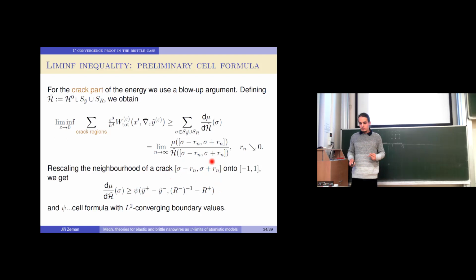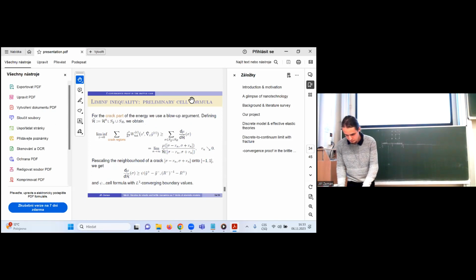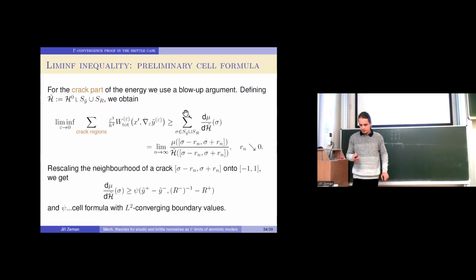But we need to blow up this neighborhood of a crack point, and that leads to a cell formula where we can have some non-rigid motions on the boundary, but this is not satisfactory because if we aim at having some model that can be numerically approximated, it's better to have rigid boundary values. And these steps are okay. So these steps are similar to some classical arguments in the book of Ambrosio and Fusco and Pallara about free discontinuity problems.